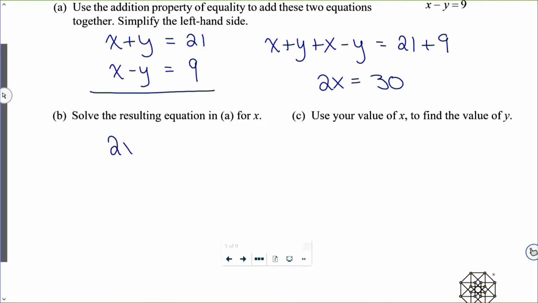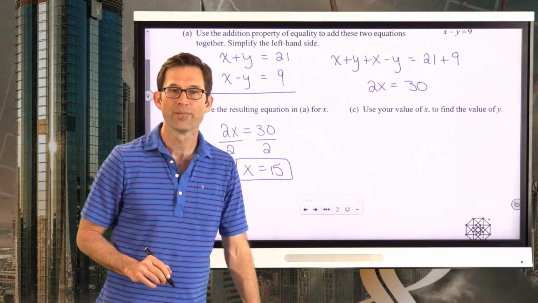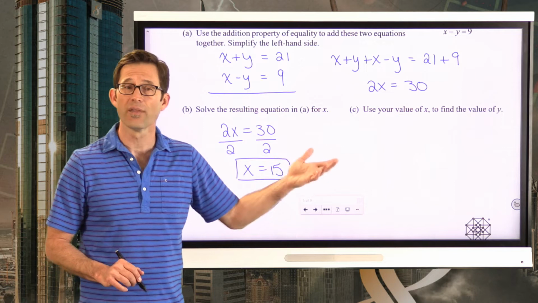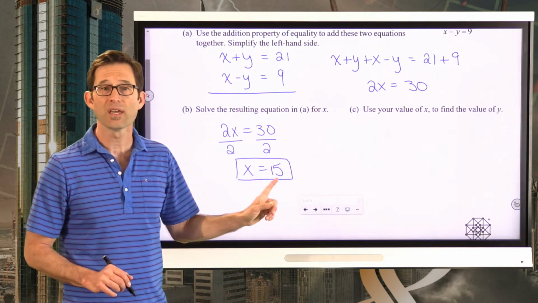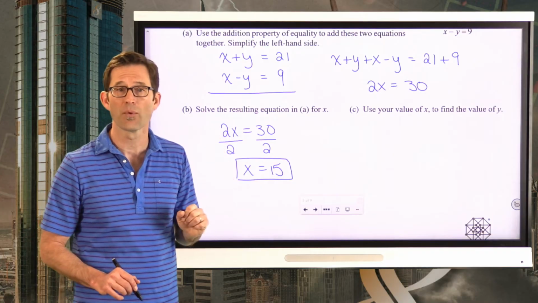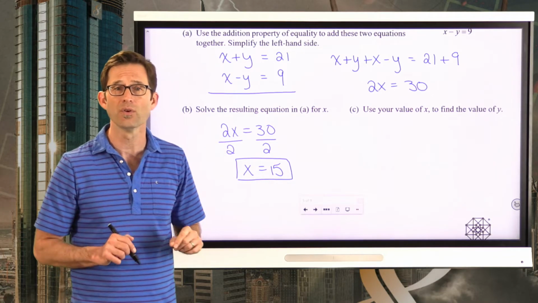Here we go. 2x is equal to 30. Let's just divide both sides by 2, and x is equal to 15. Piece of cake, right? And now we want to use that value of x to find the value of y. I can now take x equals 15, substitute it into either one of these equations to come up with the y. Whichever one seems easier to you, that's the one you should use.